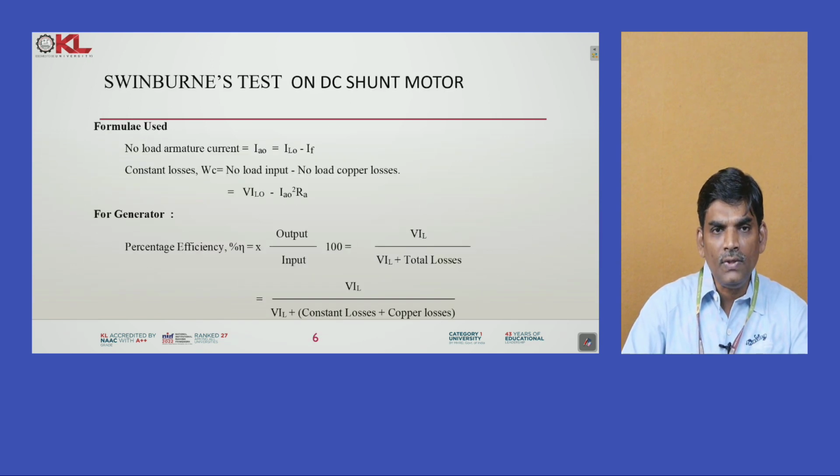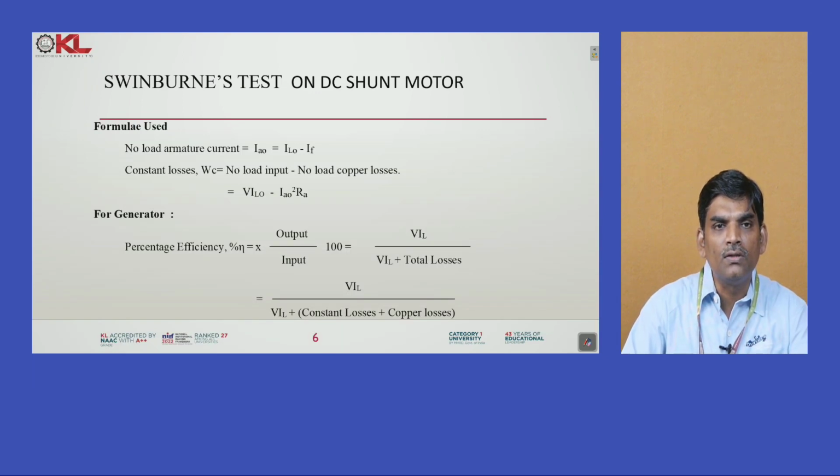So by the no load test data, we find the no load armature current. Total armature current is equal to I L naught minus field current. The no load line current minus the field current gives the armature current. This is very important. Once you know this, you can simply calculate the constant losses. Why? Because under no load condition we are not providing any load, which means the output is equal to 0.